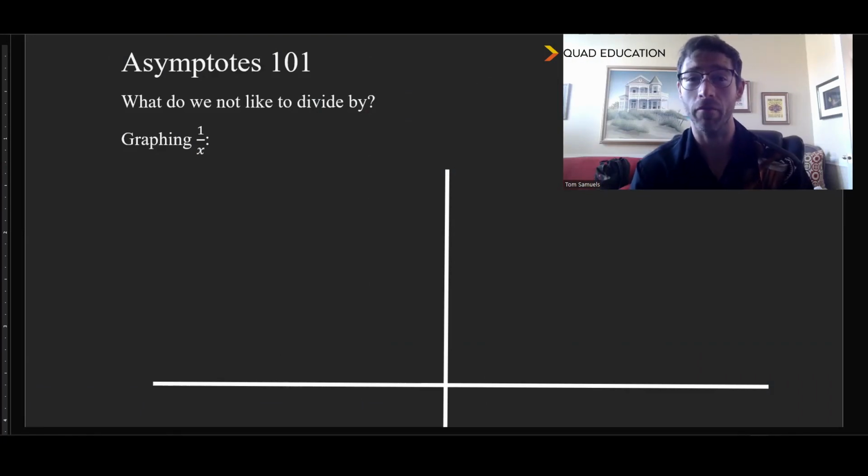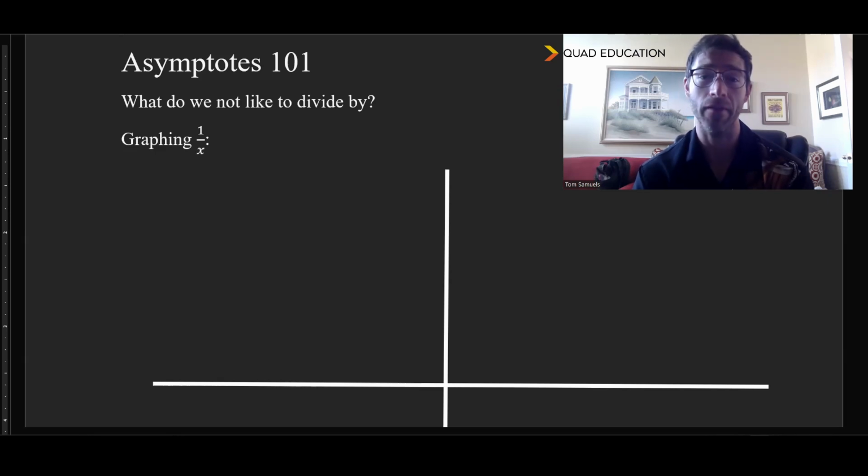So question to start off with. In math, what do we not like to divide by? In other words, what do we not like to have in the denominator of whatever we're doing? Well, you may think to yourself radicals or irrational numbers or complex numbers, and you'd be right, but there's something that we like to divide by even less. And that number is 0.